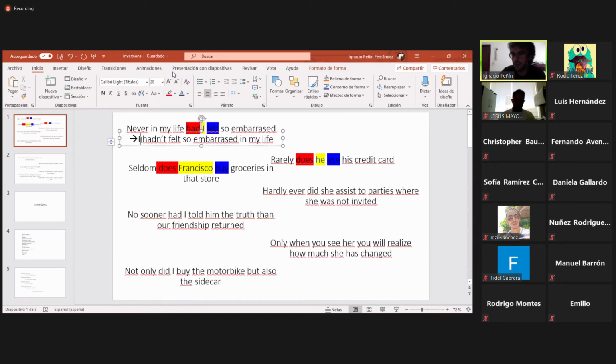First of all, I have used the subject that was with yellow. Then I have used the auxiliary that is with red. And then I use the verb itself that is with blue, okay? But now, as Itzy said, it's in negative. I hadn't.